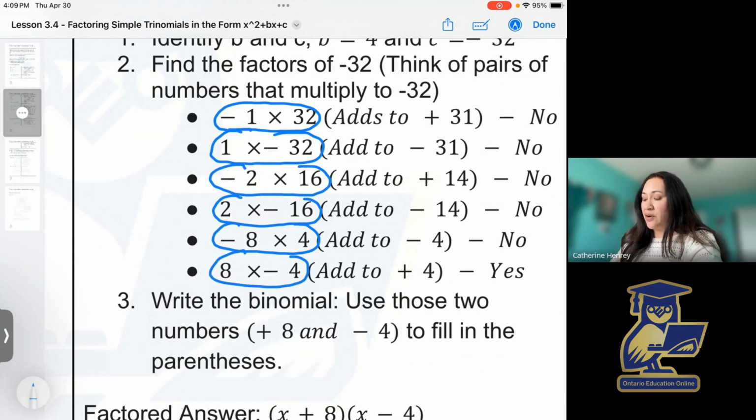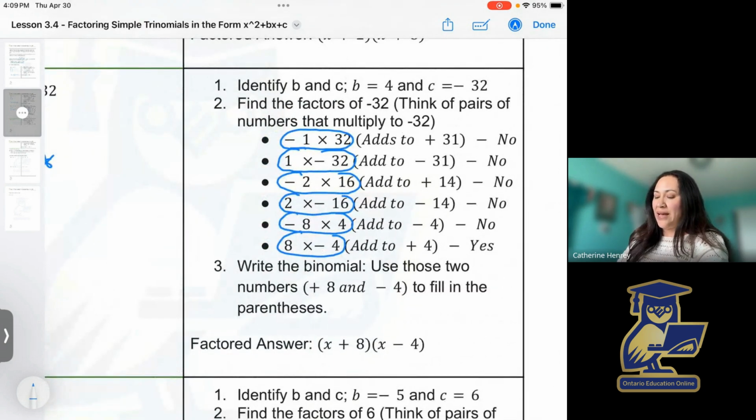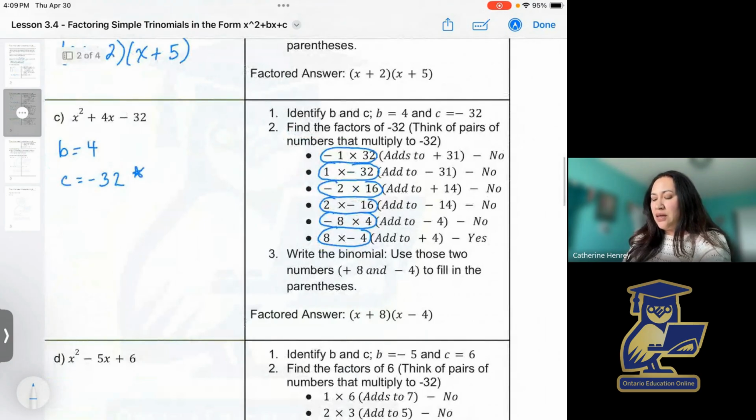Then we have to look very closely to see which pairs of those numbers will add to give me a b of 4.